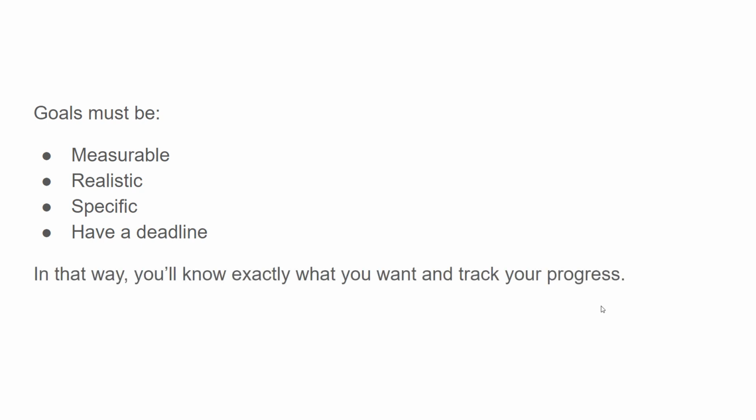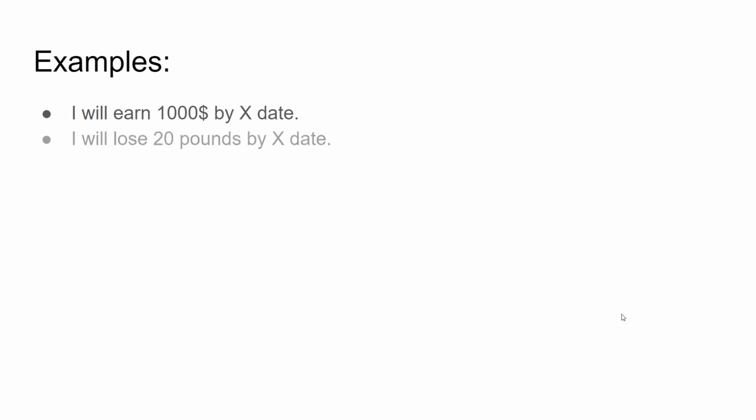So, how do you write down a goal? Goals must be measurable, realistic, specific, and have a deadline. In that way, you'll know exactly what you want and be able to track your progress. For example, I will earn $1,000 by X date. I will lose 20 pounds by X date. I will read 100 pages of X book by X date.